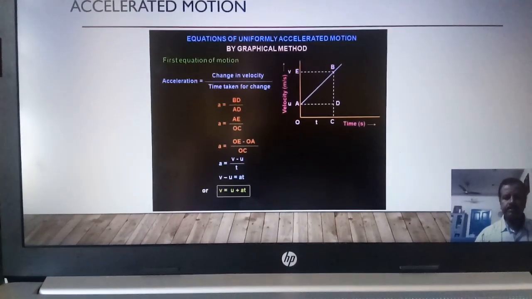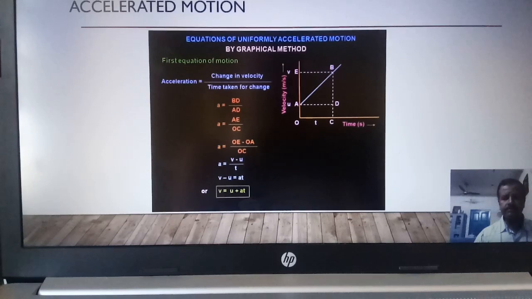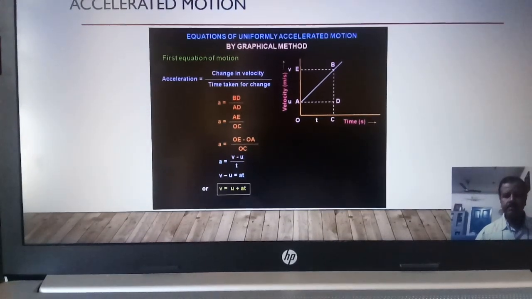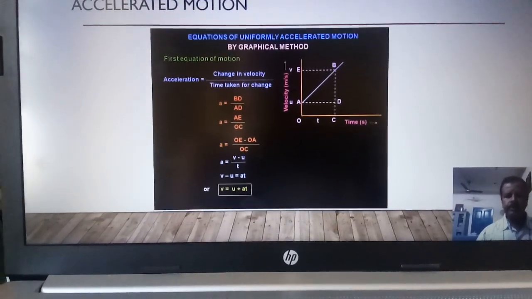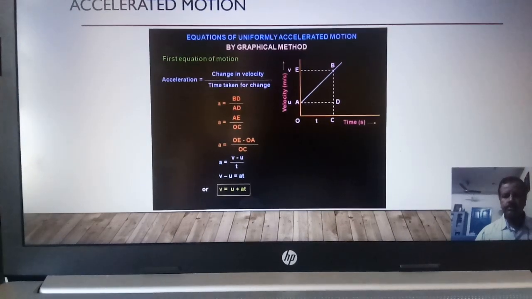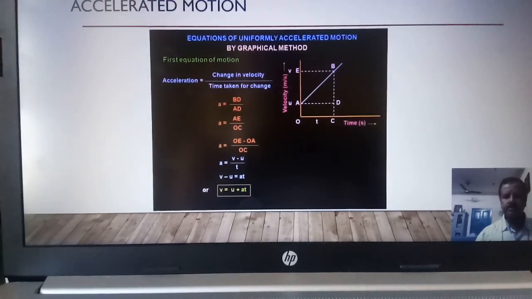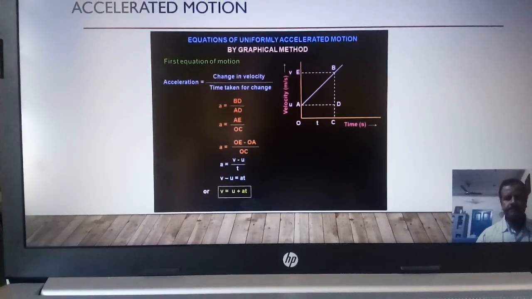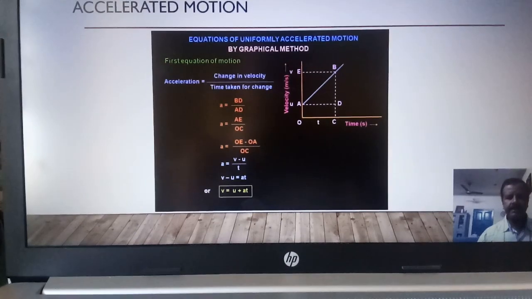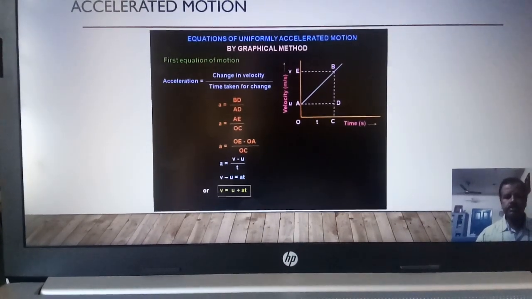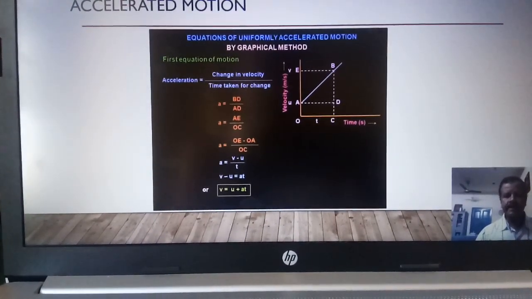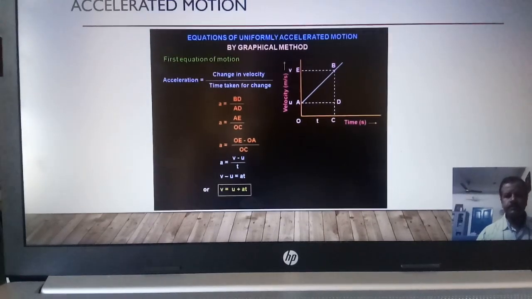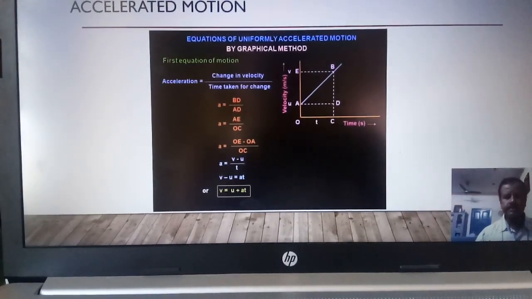Let u be the initial velocity. Look at the graph. u is at point A. Let v be the final velocity. v is at B, which is also equivalent to E. Then acceleration, we know, is defined as the change in velocity divided by the change in time taken, the time taken for that change in velocity.